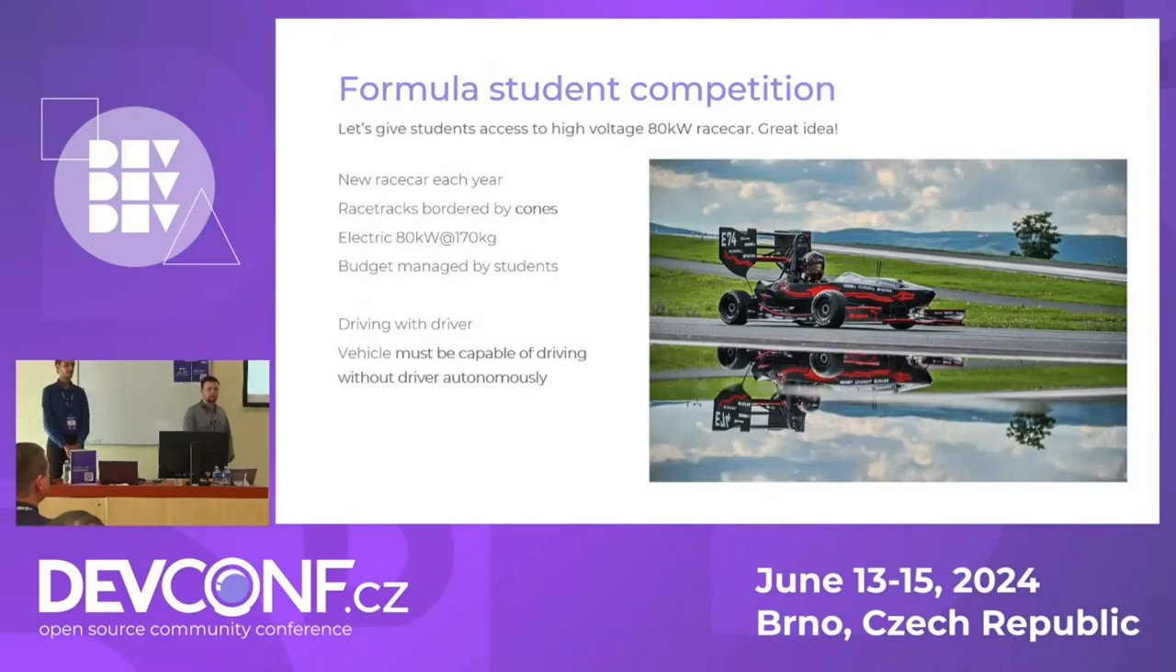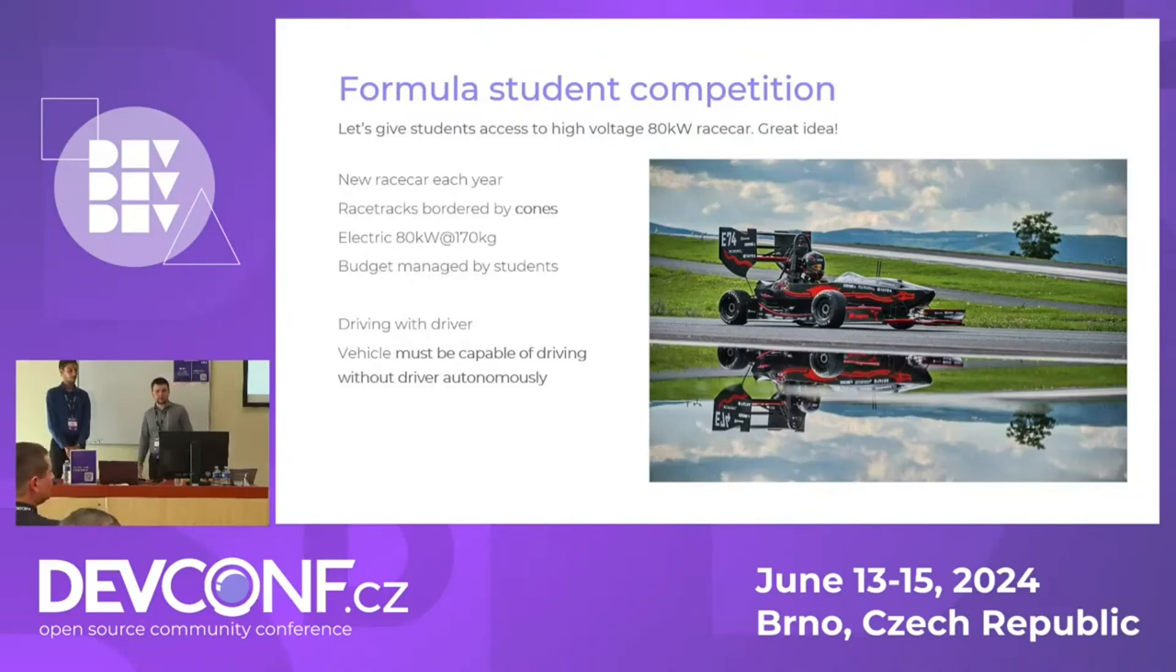What is Formula Student about? Your goal is to develop a race car, each year a new one. Throughout the school year, you are developing and creating a new car. And at the end, on the summer break, you are competing against the best universities in the world, especially in Europe. You are competing on tracks bordered by cones. This is very important. And basically, you are trying to have the best time possible.